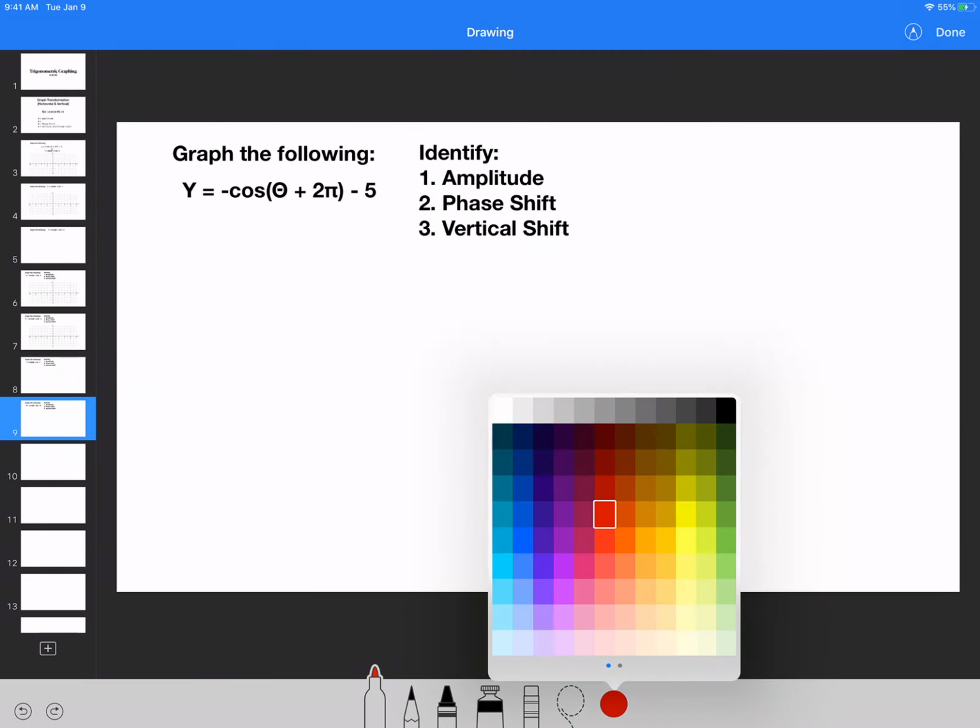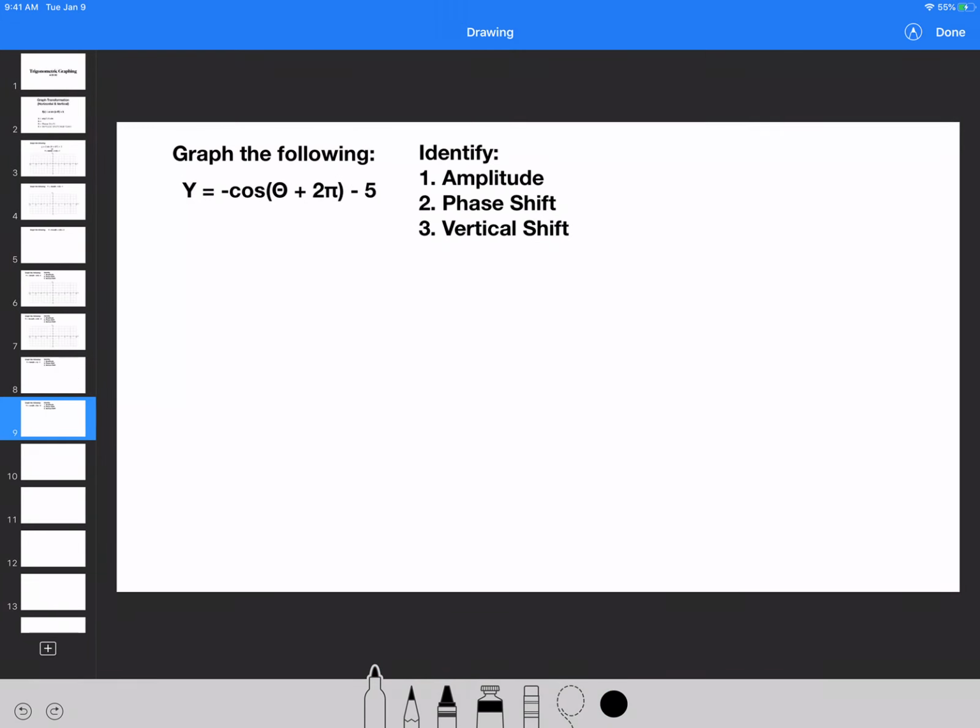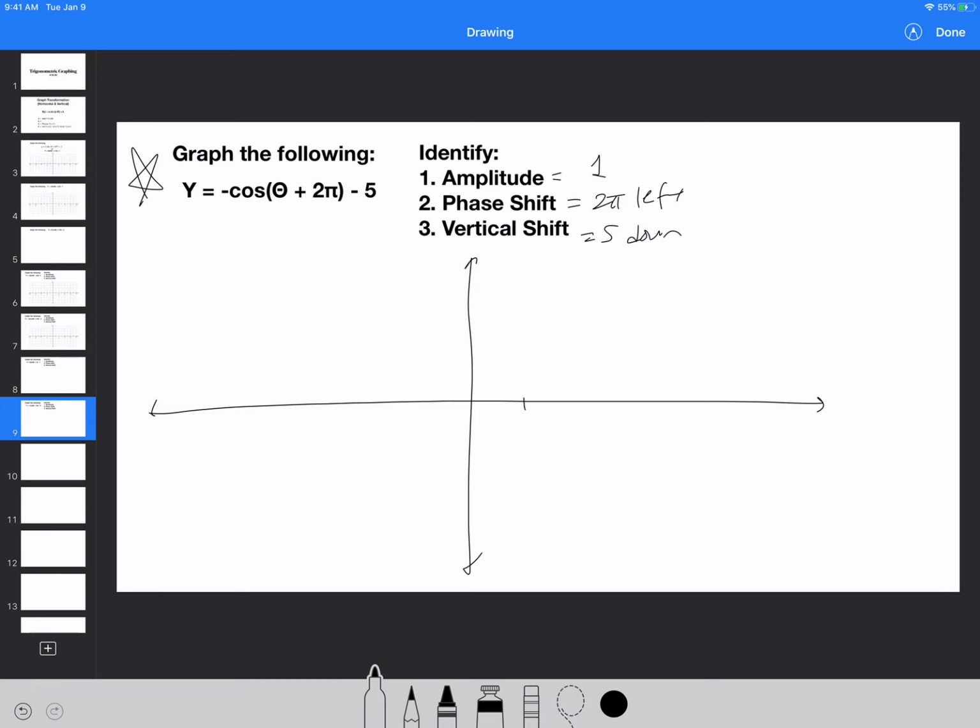Last question for today. Please try this on your own. Pause the video now, and then check it again once you have it. Amplitude here would be 1, phase shift would be 2 pi to the left, and vertical shift would be 5 units down. So if I were to draw this grid mark here, my x values will not really change whatsoever.